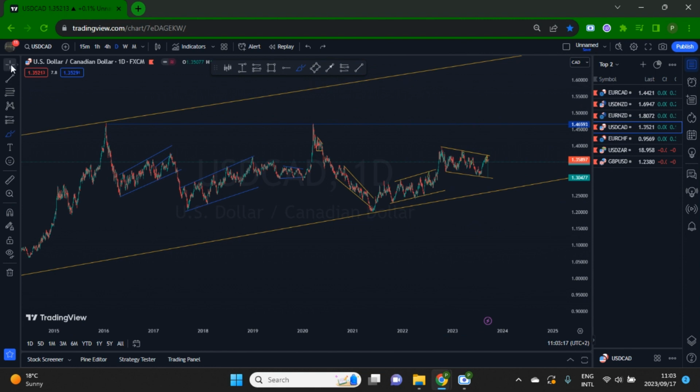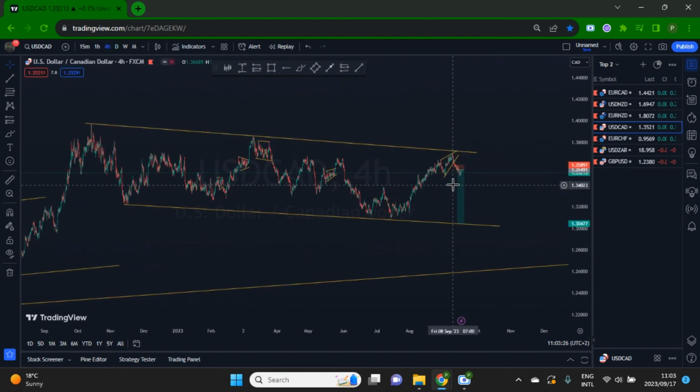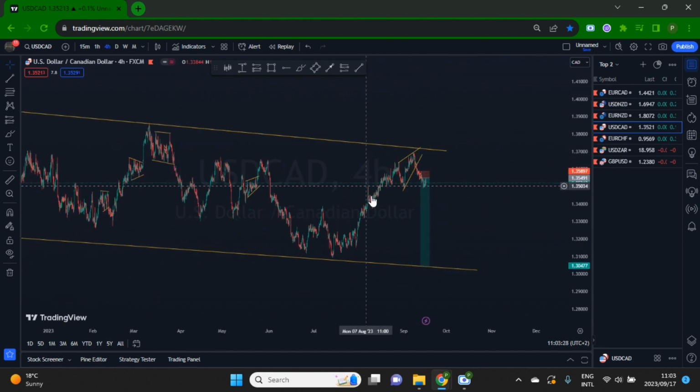How am I going to capitalize on the moves by the USD CAD? Now let me zoom in and show you something. This price, right?